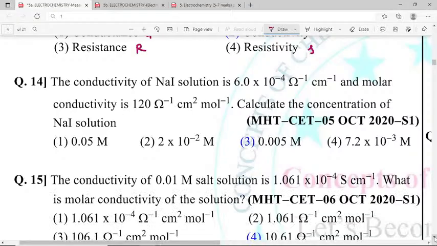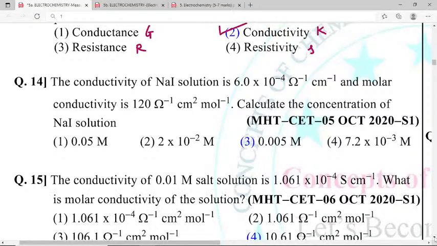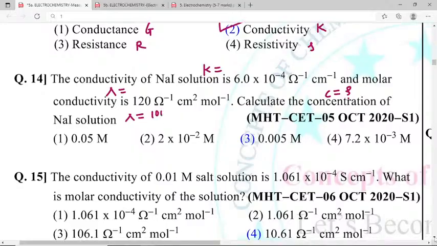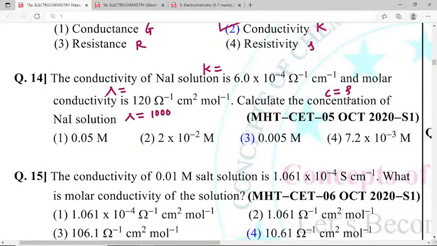The conductivity of NaI, and molar conductivity. So this is K value here. Molar conductivity lambda is given. Calculate the concentration. So C is equal to question mark. Okay, same formula. Molar conductivity is equal to 1000 K divided by C. C is the concentration. So put the value for K, K value, lambda value, C concentration 0.005.